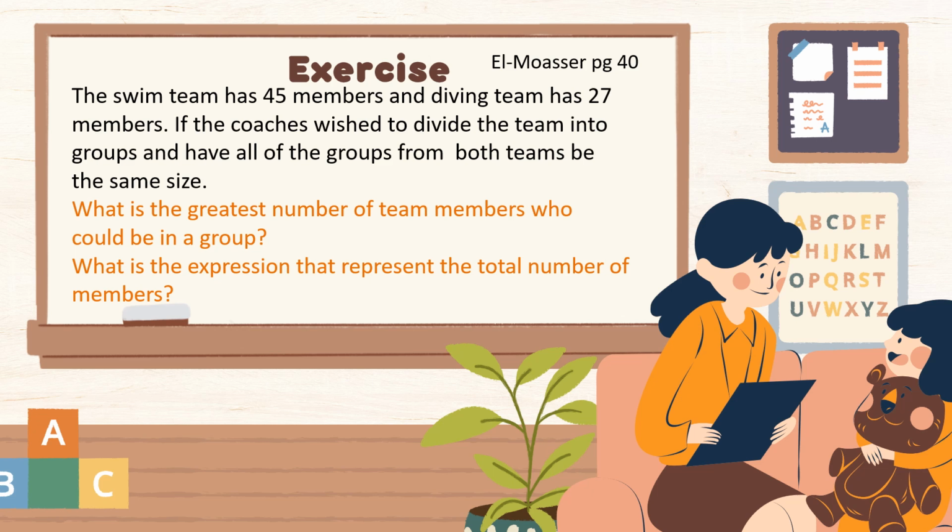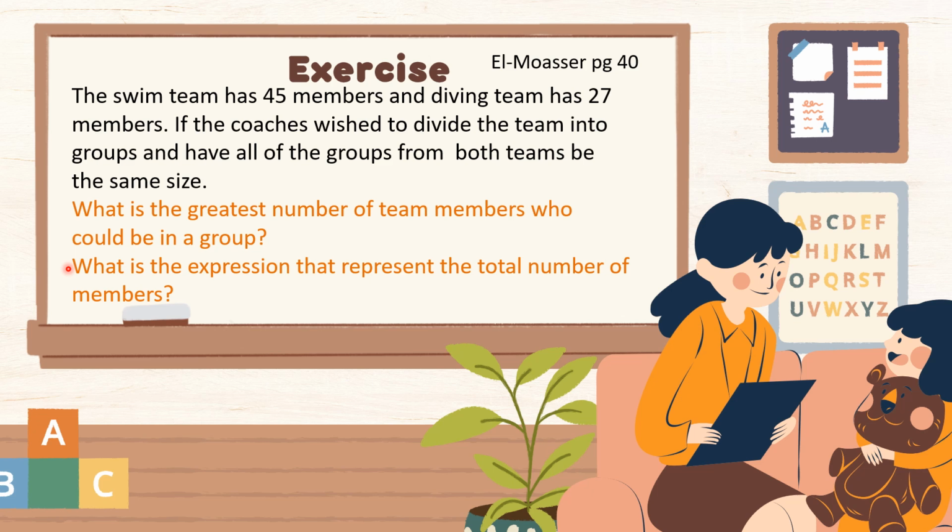Now, this is similar to the first example we have learned, and let's read it together. The swim team has 45 members and the diving team has 27 members. If the coaches wished to divide the teams into groups and have all of the groups from both teams be the same size. First requirement, what is the greatest number of team members who could be in a group? Second requirement, what is the expression that represents the total number of members?